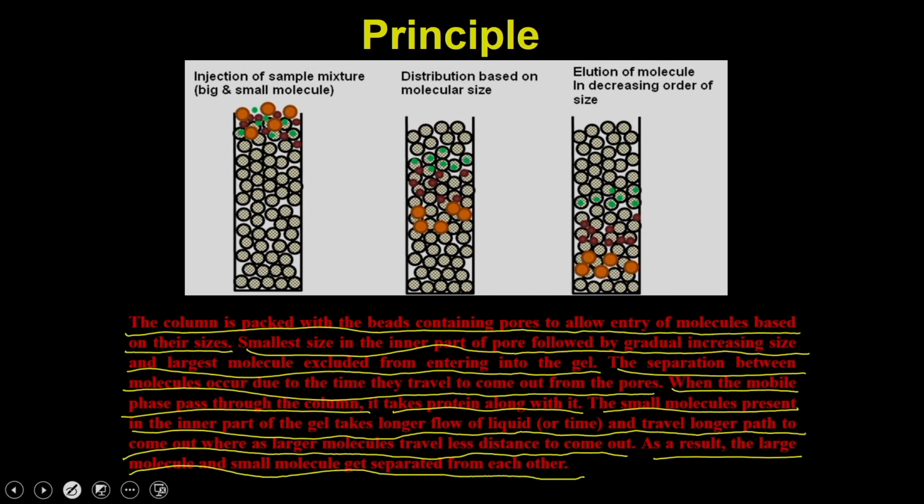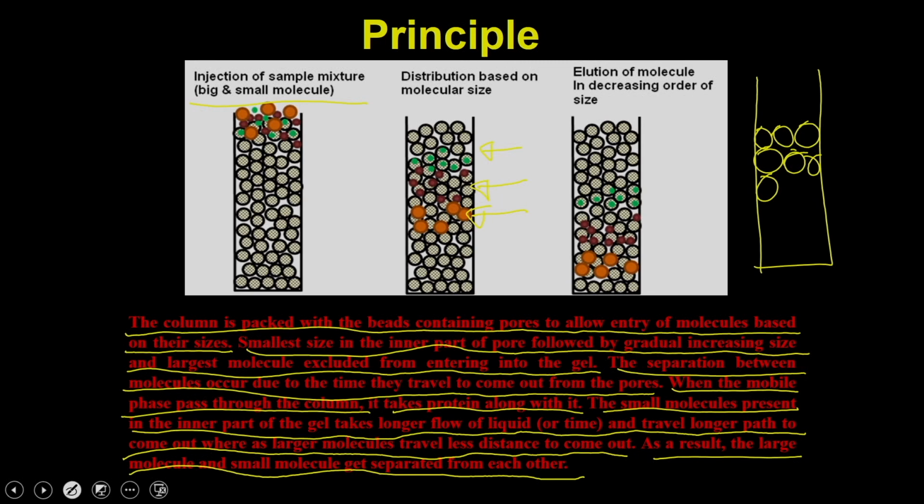So, in gel filtration, you take a column and fill it with beads. These beads have pores. If you inject a mixture of small as well as big molecules, the small molecules enter into the beads at different positions. For example, in this case you see that the green has entered the beads at this position, the red at this position, and the orange is big enough that it is excluded, or it enters a latter portion of the column.